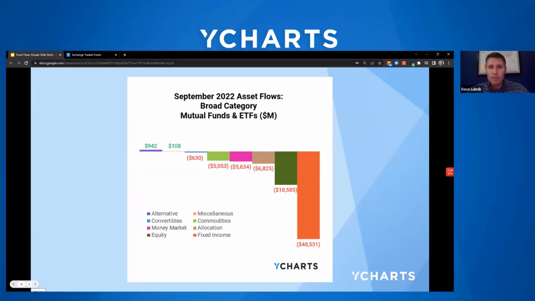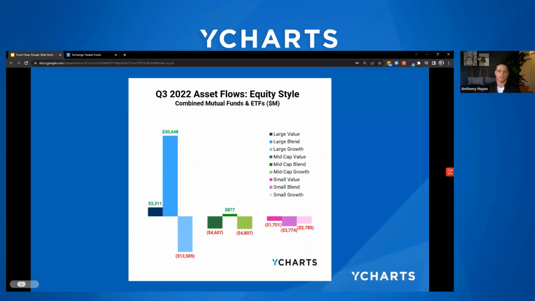So September across the board really saw the outflows for mutual funds and ETFs. And that's a great 30,000 foot view of the broad asset class categories. And then here, we're going to transition to Q3 equity style flows. You can see we've broken this out via the 9 equity style boxes.